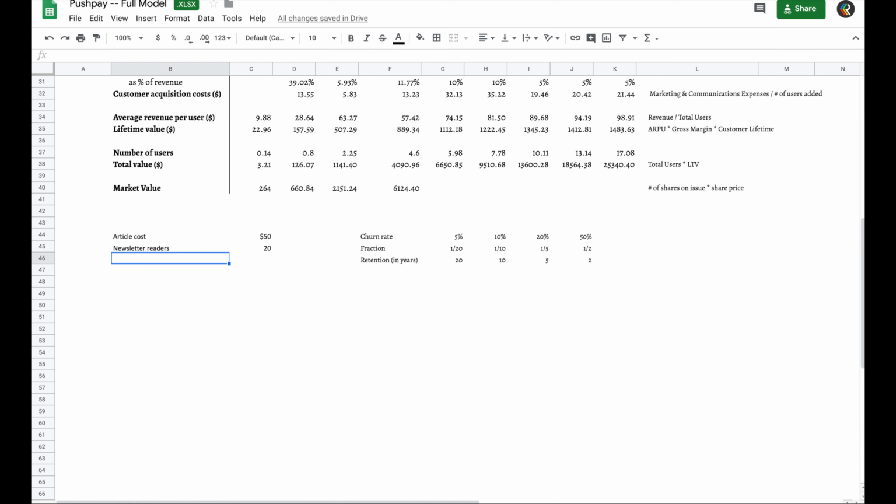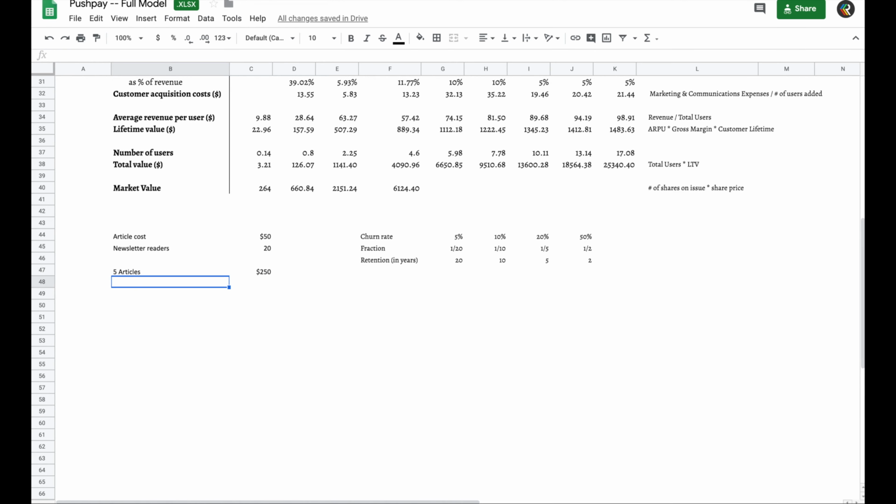Okay. But let's say, I'm going to beef up the numbers, let's say we write 5 articles. So we write 5 articles. How much would that cost us? Well, if we know the price per article, we can estimate how much it's going to cost us for 5. So this would just be that times 5. $250 for 5 articles.